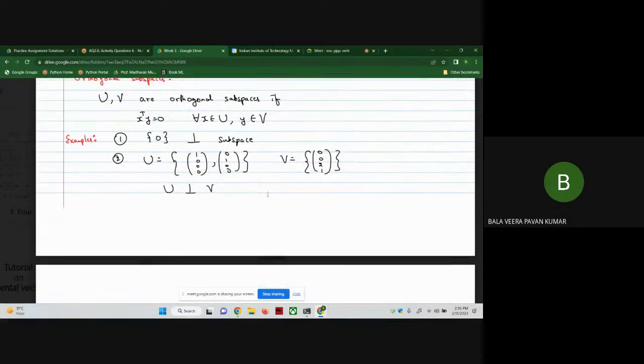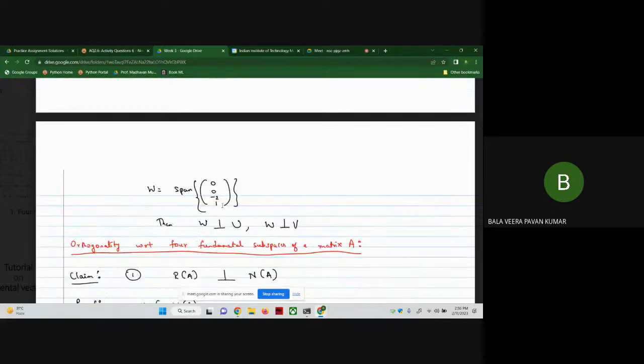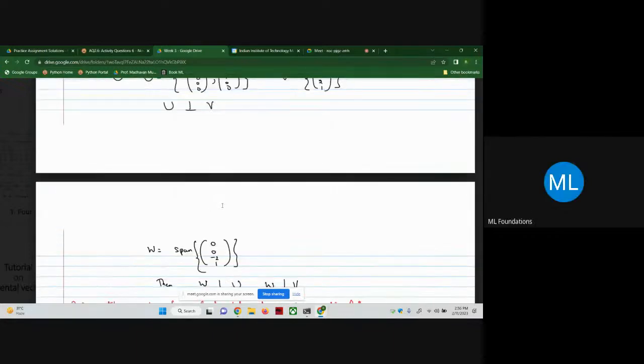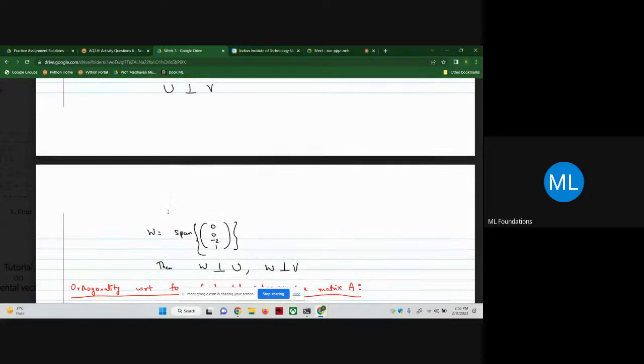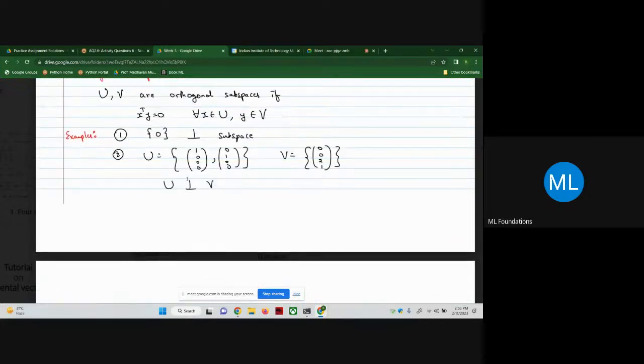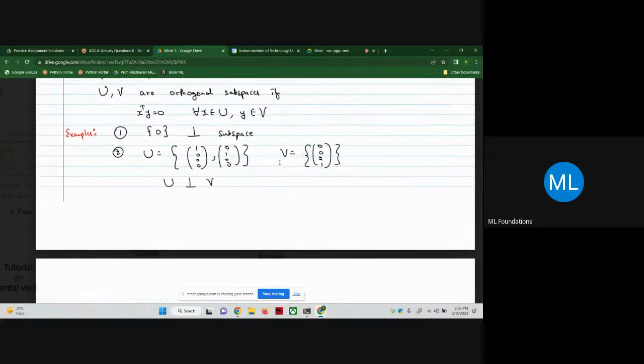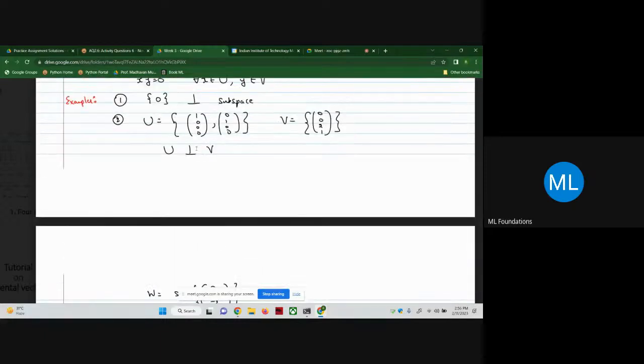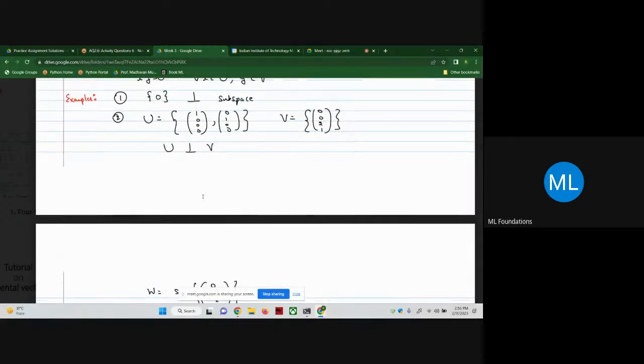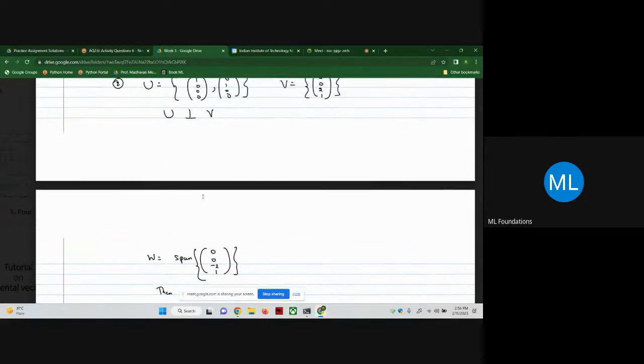Actually, in the previous term, u and v are perpendicular to each other, that is, they are orthogonal. When the w comes, they're just saying this w, the span of this vector 0 0 minus 2 and 1, is perpendicular to the subspace. Just like this, v subspace is perpendicular to u. They're saying w subspace is perpendicular to u. That's true actually.